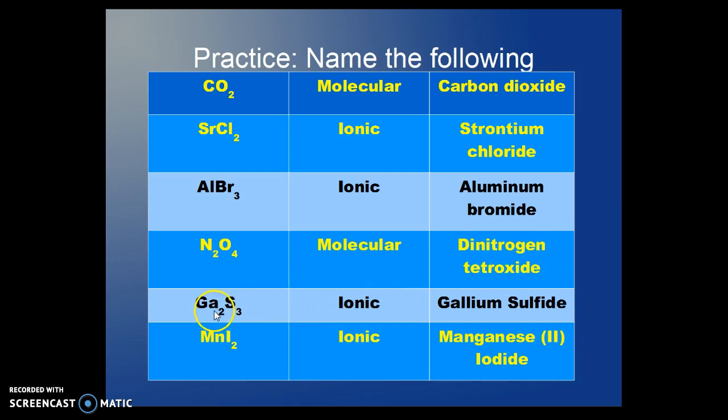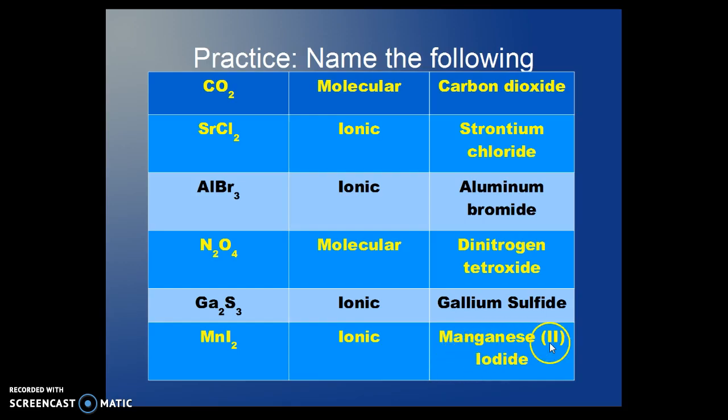Down here, this is a metal, this is a nonmetal. It's mostly ionic, so we don't use prefixes. We call it gallium sulfide. And here we have a transition metal, manganese, with two iodines. Iodine is -1, so the manganese, having two iodines to take care of, must be +2. Since it's a metal and nonmetal, it's ionic, and therefore we call it manganese(II) iodide. No prefixes. This tells us that there's a +2 charge on the manganese, and therefore we would have 2 iodines that go with it.